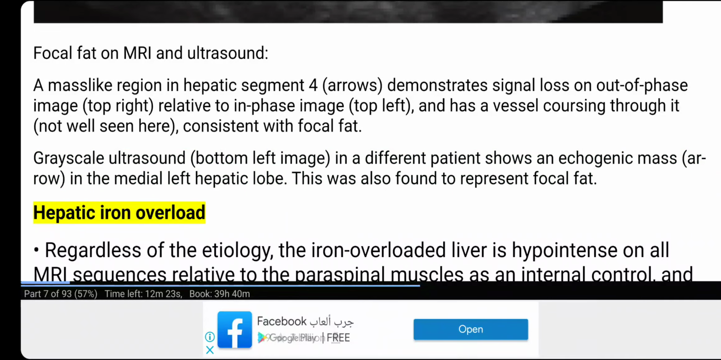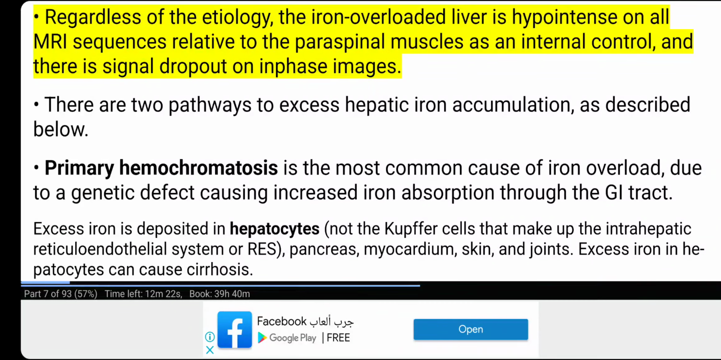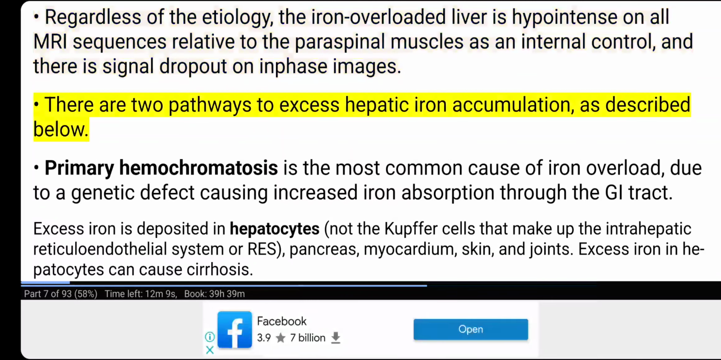Hepatic iron overload. Regardless of the etiology, the iron-overloaded liver is hypointense on all MRI sequences relative to the paraspinal muscles as an internal control, and there is signal dropout on in-phase images. There are two pathways to excess hepatic iron accumulation, as described below.